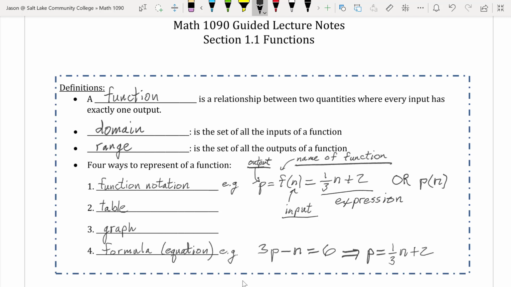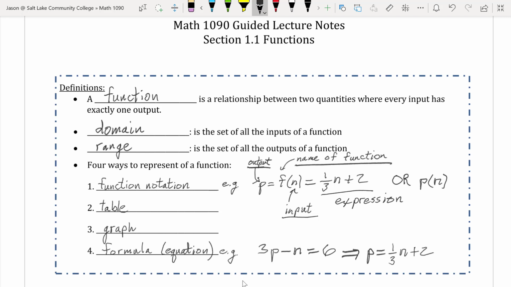Let's start with definitions. A function is a relationship between two quantities where every input has exactly one output. The domain is the set of all the inputs of a function, and the range is the set of all the outputs of a function. So a function is a relationship between values in the domain and values in the range, such that every single value in the domain gets mapped or related to exactly one value in the range.